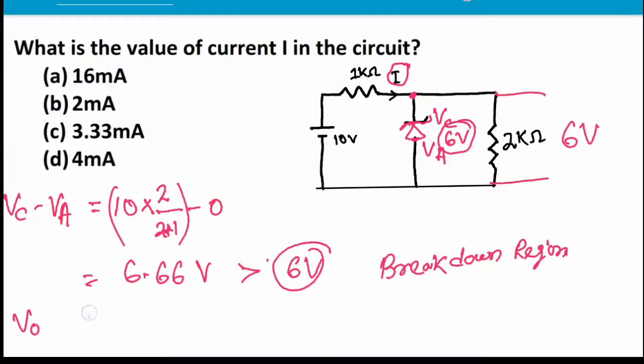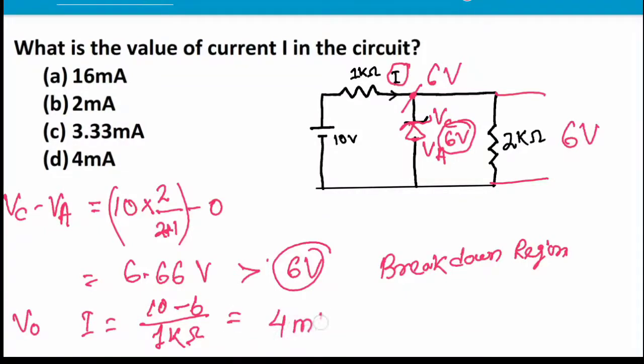So here current I will be 10 volt minus 6 volt by 1 kilo ohm, and this will be 4 milliampere. Option D is the correct answer.